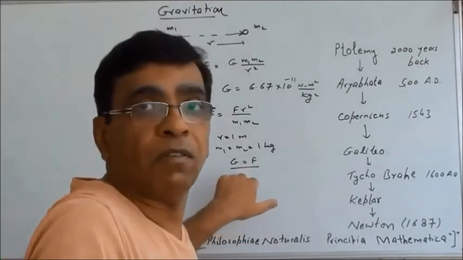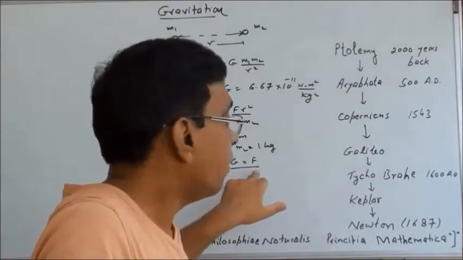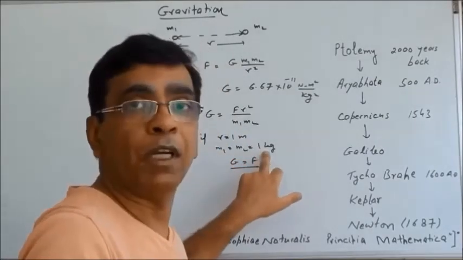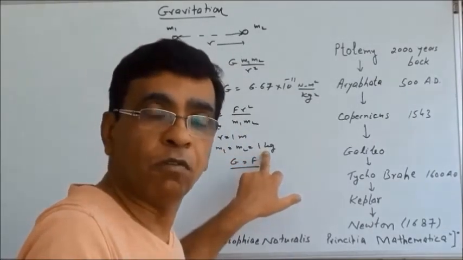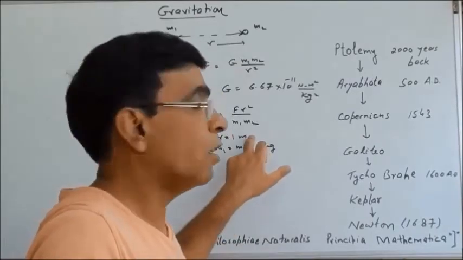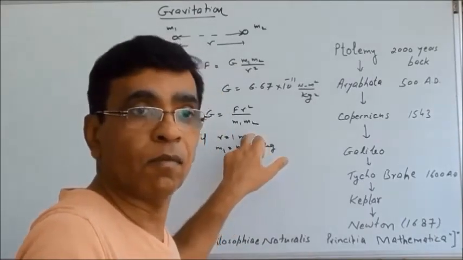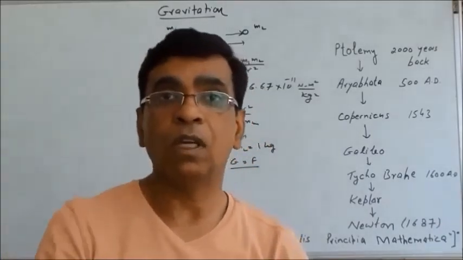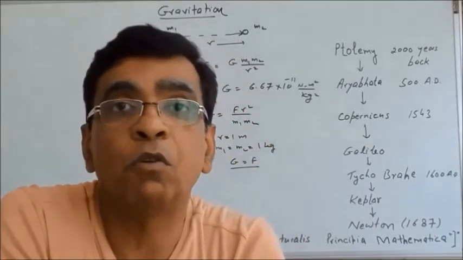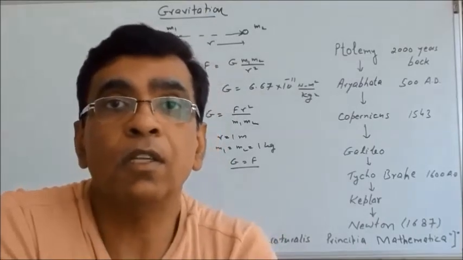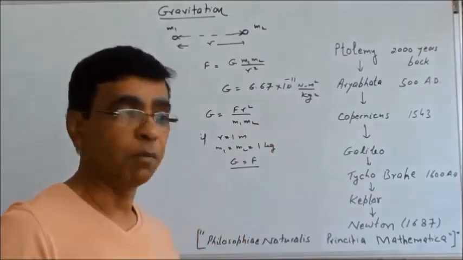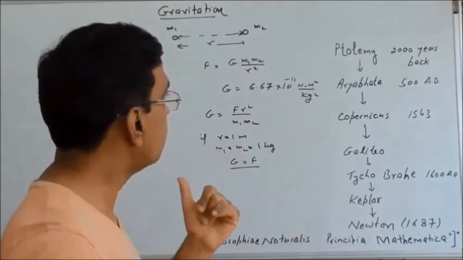So the universal gravitational constant is the gravitational force between 2 point masses, each of 1 kg, separated by a distance of 1 meter. So this is how we can define the value of G.